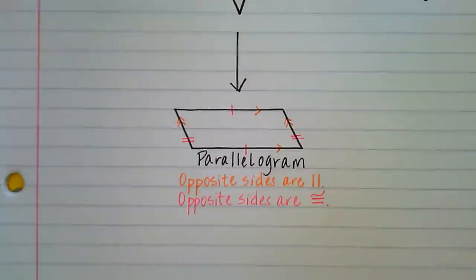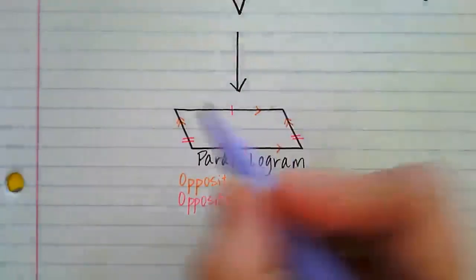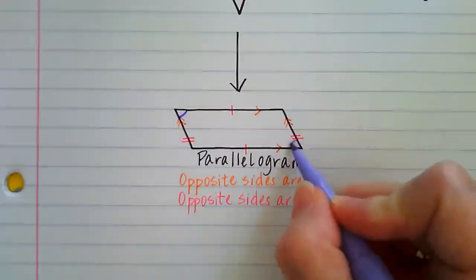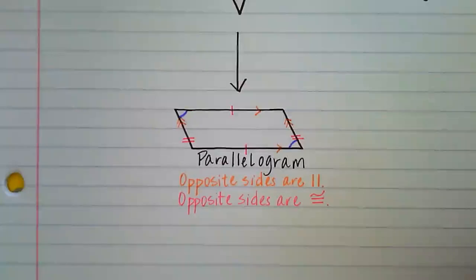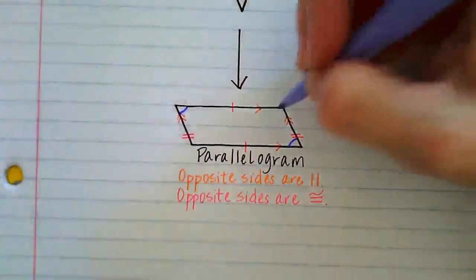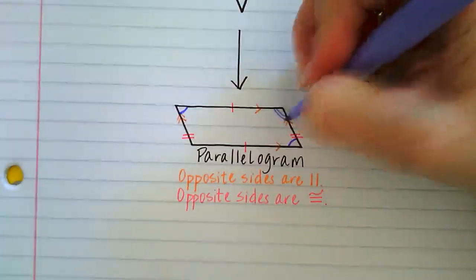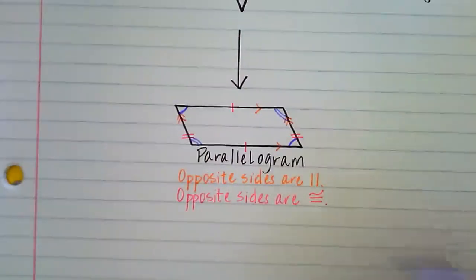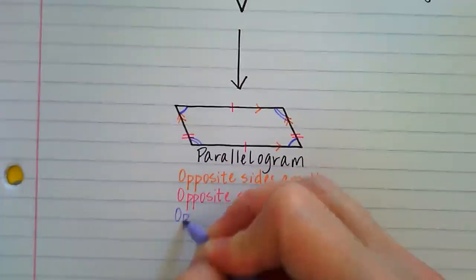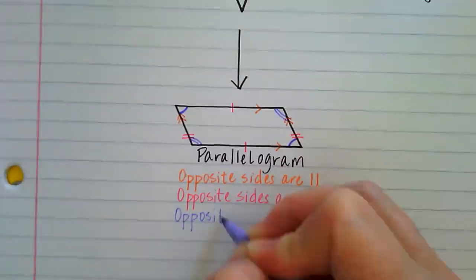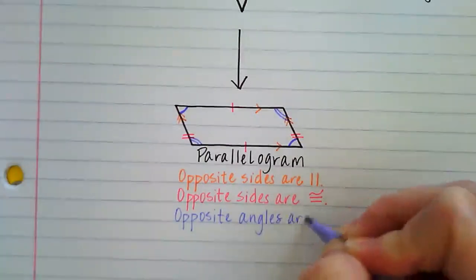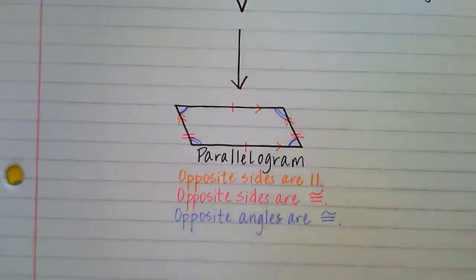Something else in a parallelogram, the opposite angles are congruent. So I'm talking about this angle right here is congruent to that angle right there. And this angle right here is congruent to its opposite angle right there. So opposite angles are congruent.